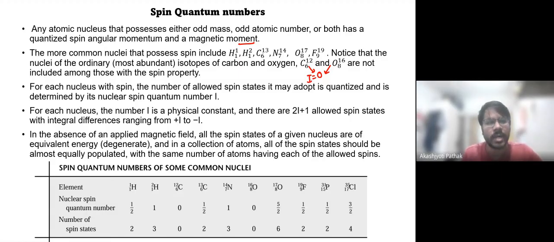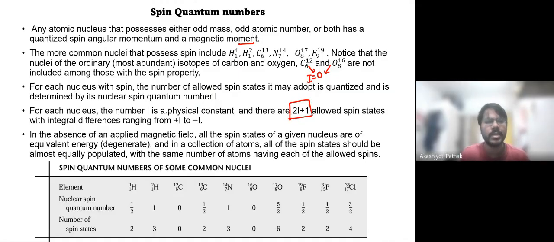For each nucleus with spin, the number of allowed spin states it may adopt is quantized and is determined by its nuclear spin quantum number I. What we are saying is that the angular momentum is quantized. So how many values can a spin angular momentum take? The spin angular momentum can take values from plus I to minus I, and there are 2I plus 1 allowed spin states. Okay.